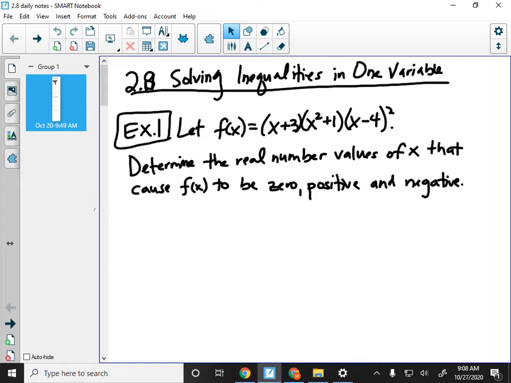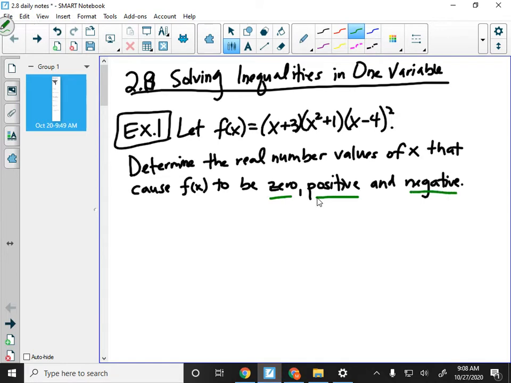So we're going to let f of x equal (x plus 3)(x squared plus 1)(x minus 4) quantity squared. I want to determine the real number values of x that cause f of x to be 0, positive, and negative. So they're asking for three things. I know everywhere that it's 0, everywhere that it's positive, and everywhere that it's negative. The way we're going to answer this is by using this thing called a sign chart. So we're going to first start with our zeros.